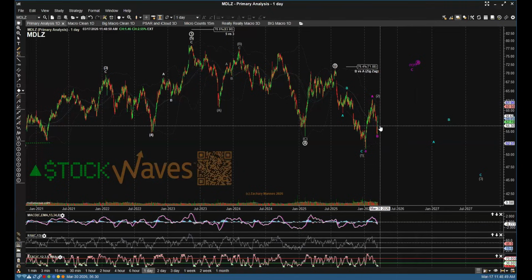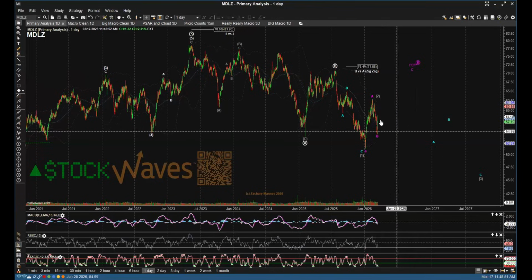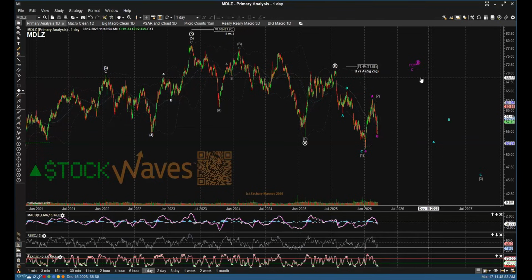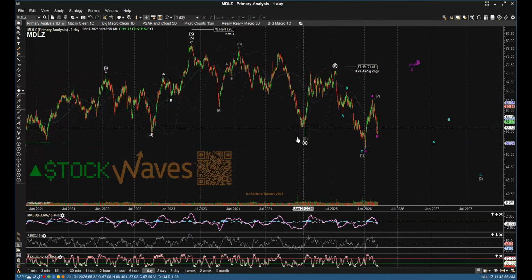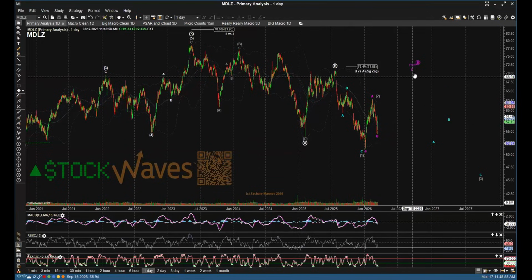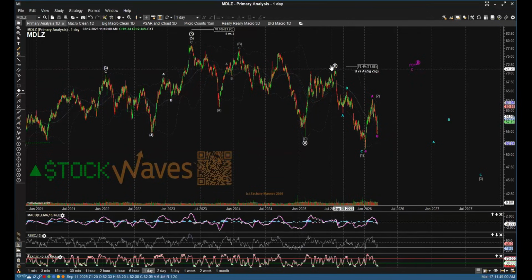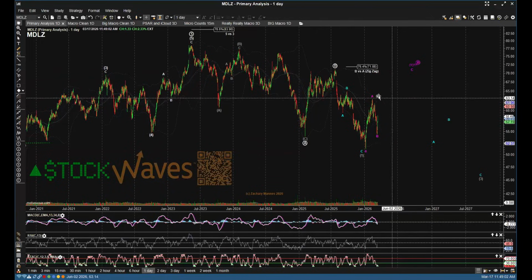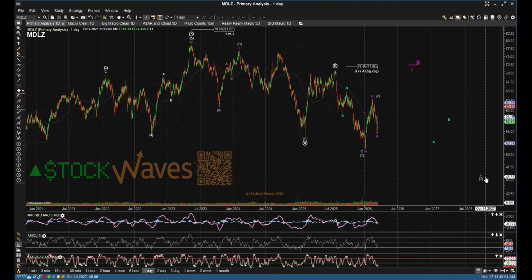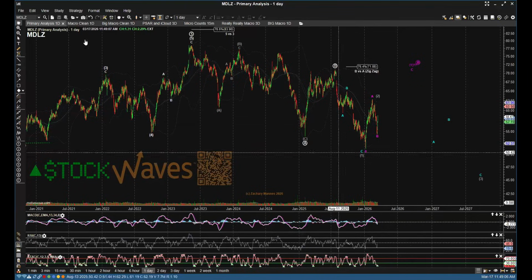It probably does need to try a retrace into the 56s as a small degree wave two. And that would likely just be this awkward ABC of a Y wave in a wider version of this primary wave two, and then we would restart the C wave down from there.